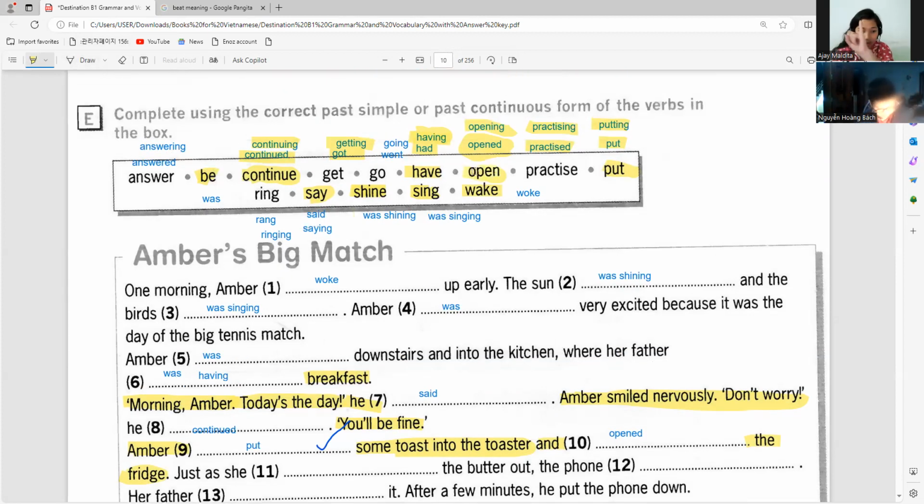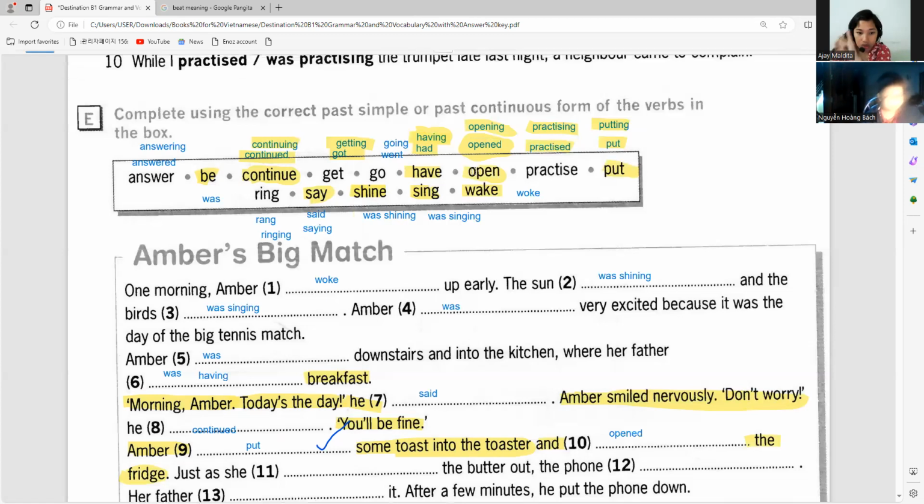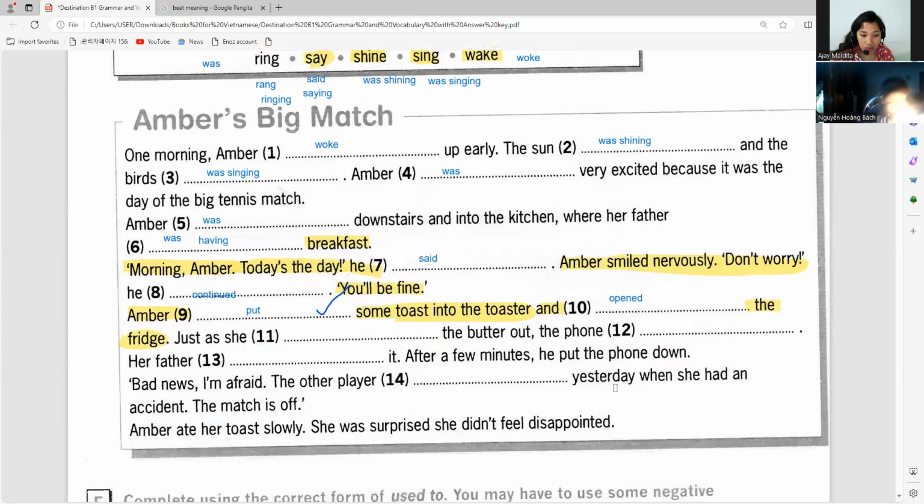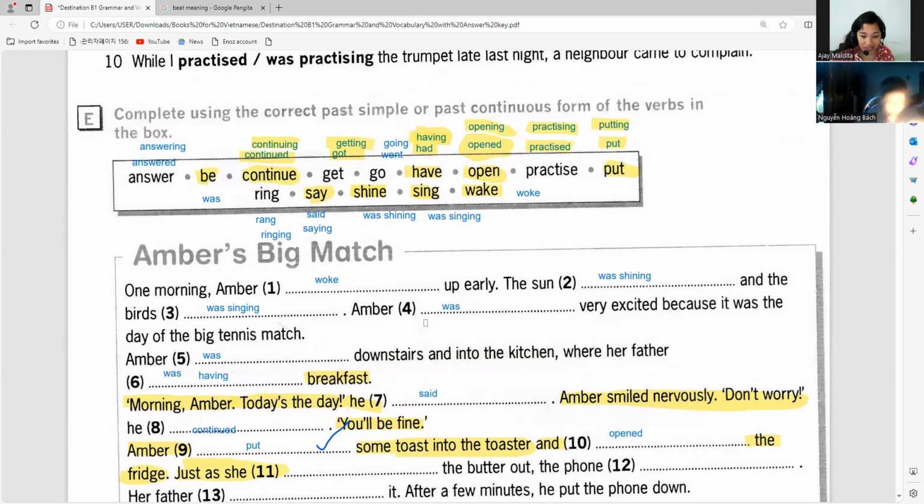Okay, so we still have answered. Oh, we have answer, get, go, practice. We have four words, one back. Okay, so one back, number 11. Just as she what? Oh, what will you do to butter? Just as she.